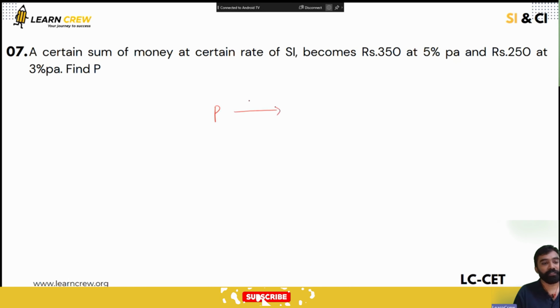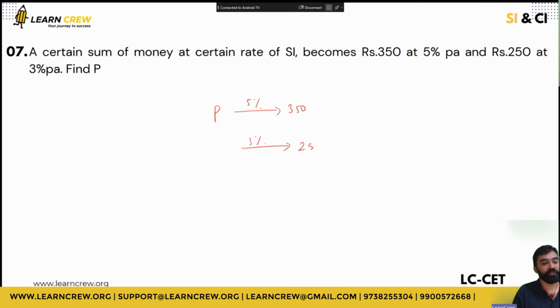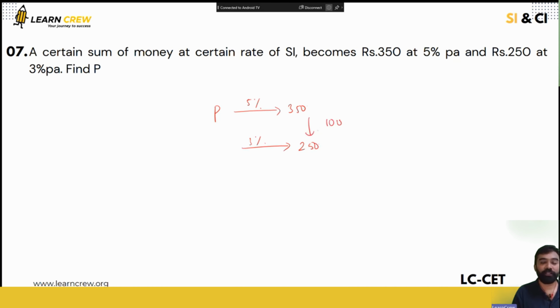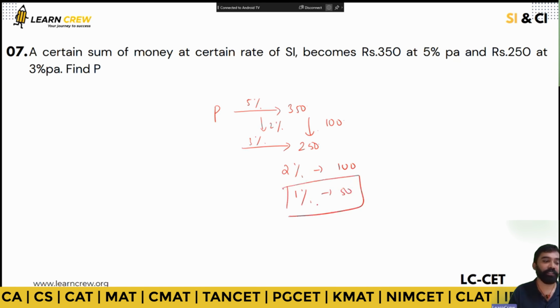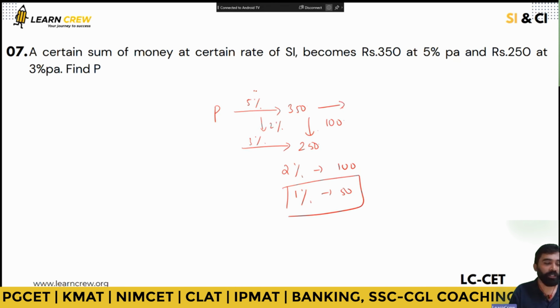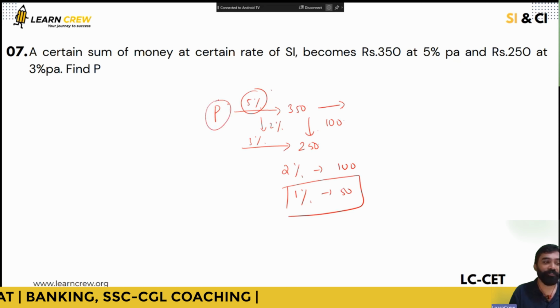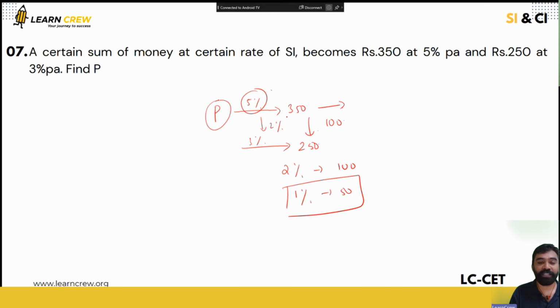The principal, at 5%, what is the amount? It becomes 350. At 3%, what's the amount? It becomes 250. What's the difference here? 100. Here the difference is 2%. Obviously, the rate of interest also should be equating. So, if 2% equals 100, what is a single percent? 50. If a single percent is 50, can you find the principal from here? What is it for 5%? From the principal, at 5% rate of interest, you're going to get 350.